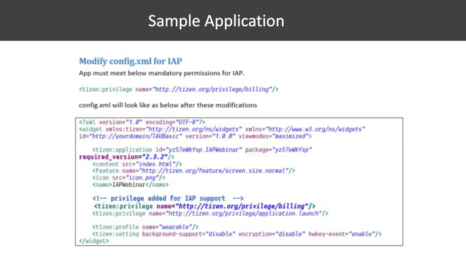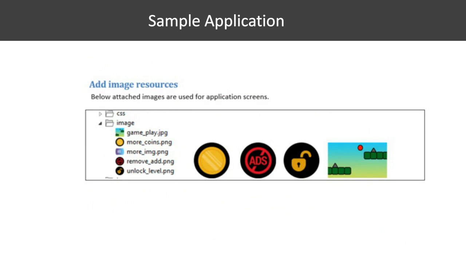Once you have created it, you will have a template web app that is already available now, and you can go ahead and modify your config.xml. So the main important functionality to add here is the privilege for billing. This is the main privilege that is necessary to use the IAP APIs. So please modify the config.xml as below.